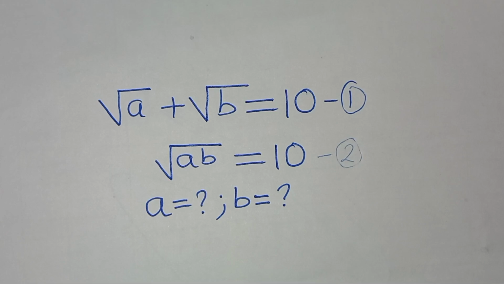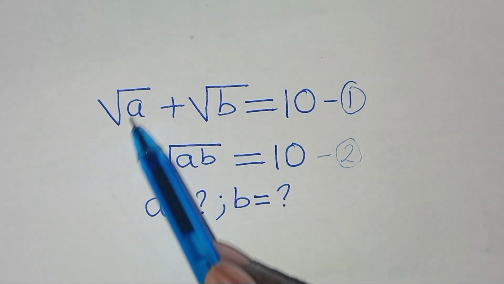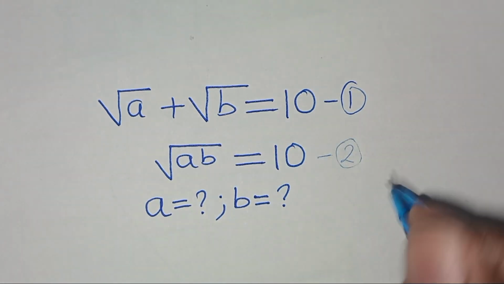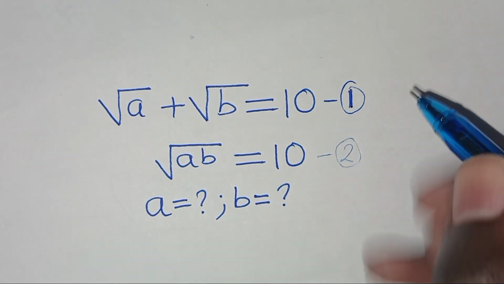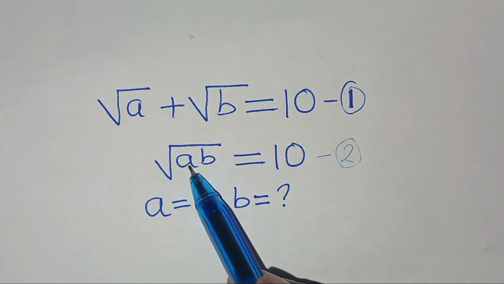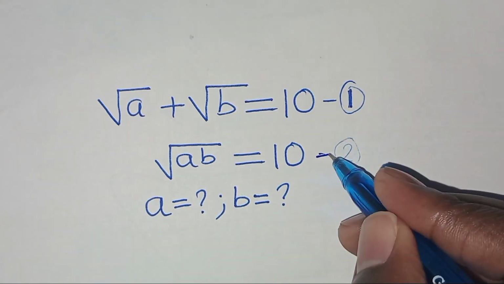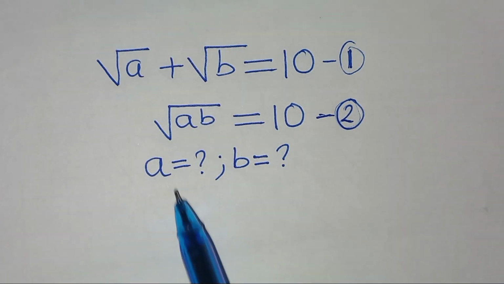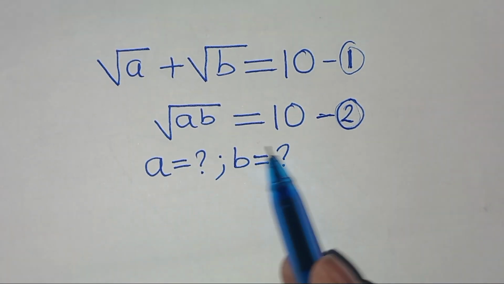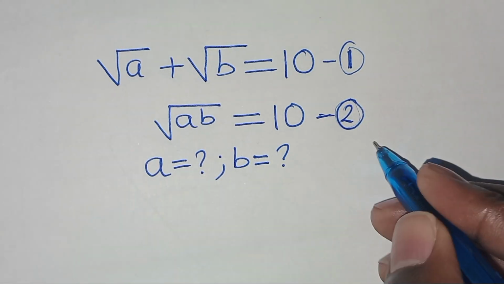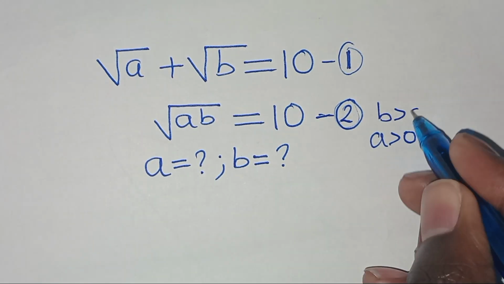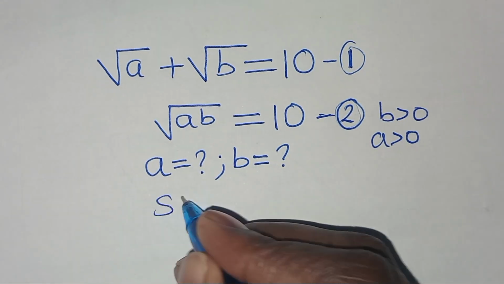Hello everyone, you're welcome to solve this nice algebra problem: the square root of a plus the square root of b is equal to 10. Let's call this equation 1. Then we have the square root of a times b, which is equal to 10. Let's call this equation 2. So the question here: what is the value of a and what is the value of b? Given that a is greater than 0 and also b is greater than 0, solution from here.